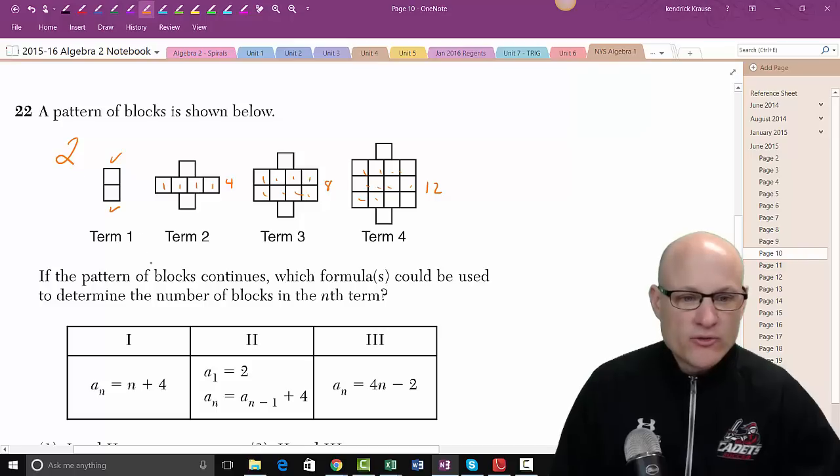So this one doesn't kind of make sense. Start with 2, and then add repeated values of 4. This one kind of makes sense. I don't know if that's true.